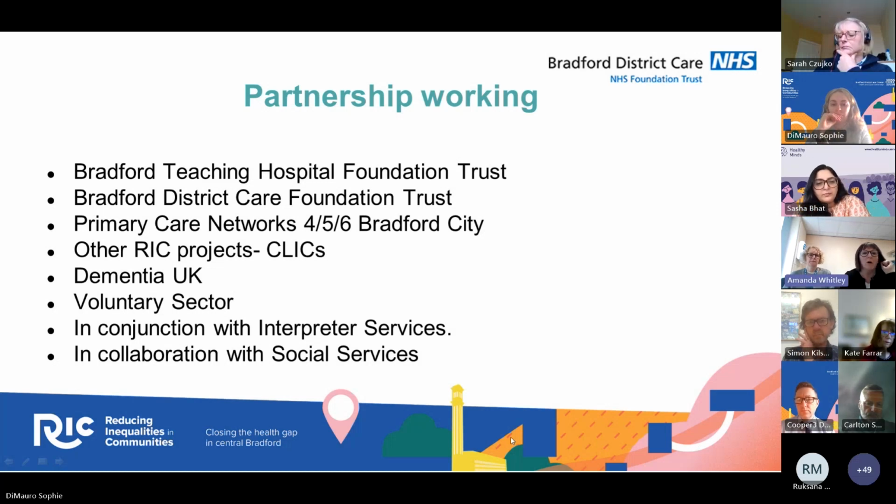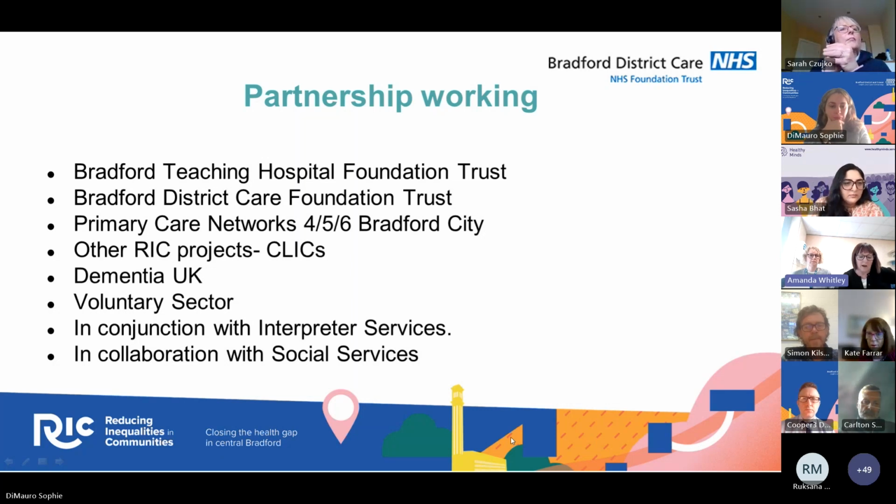The team are made up of staff from the teaching hospitals who provide our therapists with impact, the District Care Foundation for our pharmacists, nurses, and our mental health aspect of the team. We've got social prescribers from other RIC projects, so we work with clicks. Admiral nurses sit within our proactive care team. We link every day with the voluntary sector. And more recently, the local authority. We have an MDT with one of the social workers, so we're linking now in with our local authority colleagues.